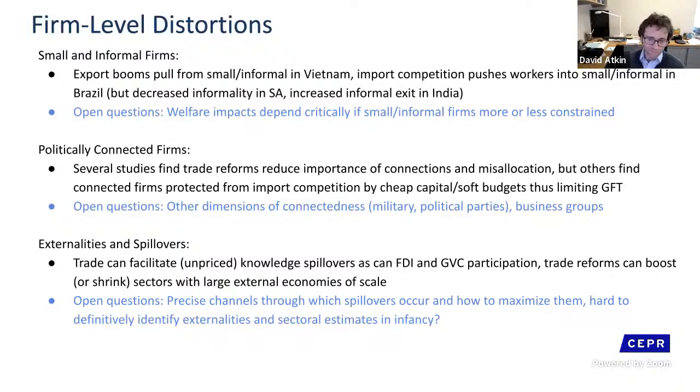relationships. The other area that people are very interested in, and there's much more work to do, is trade boosting or shrinking sectors which have the largest externalities, or boosting or shrinking firms that have the largest externalities? And that would be a justification for trade as industrial policy. And so there's a lot more work here to know exactly which channels these spillovers occur through. That's going to help us know how to maximize them.